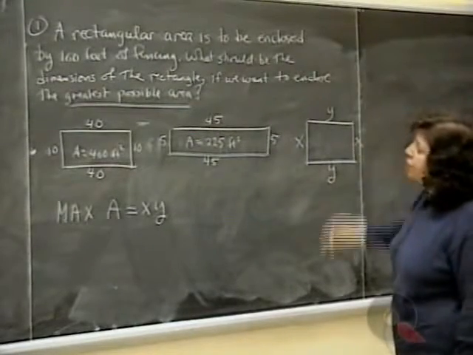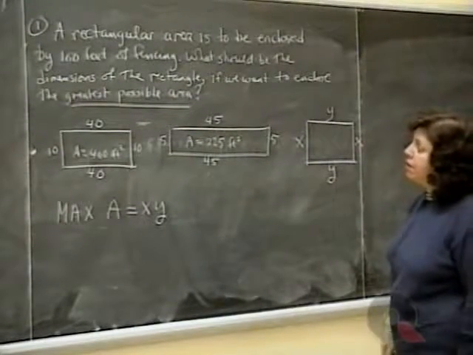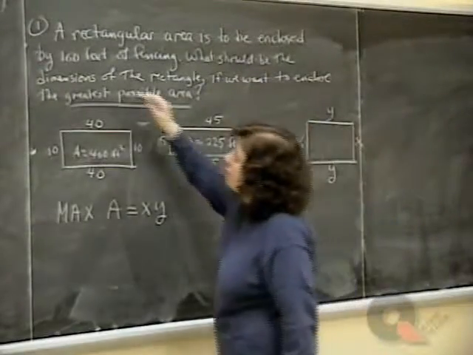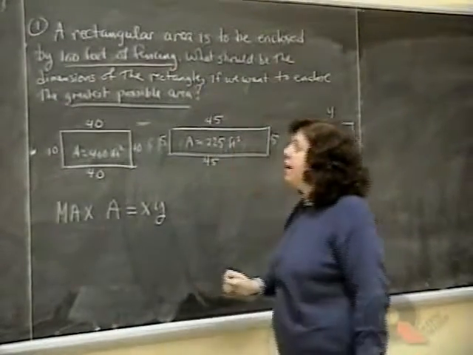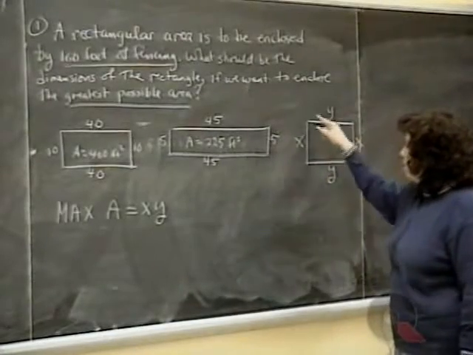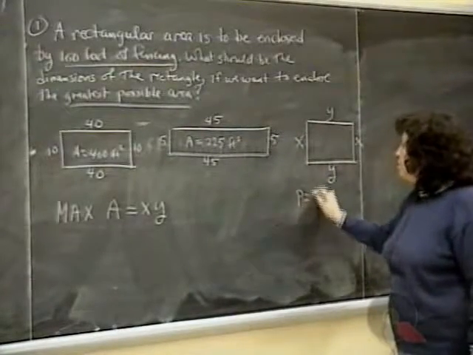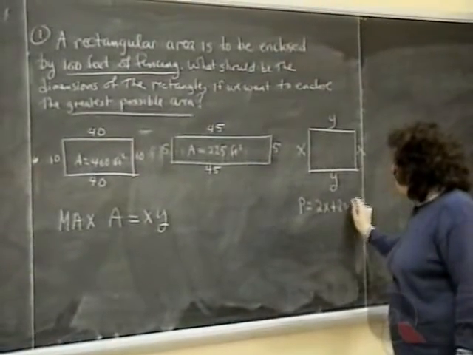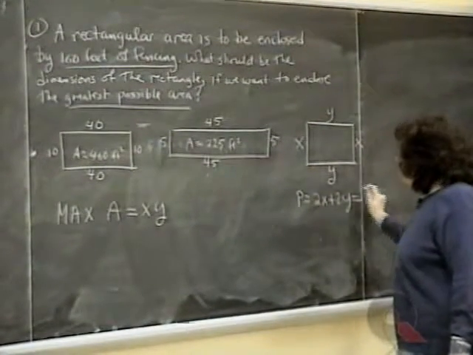There's usually extra information in the words of the problem that will enable you to eliminate one of the letters. And here it's the business of the 100 feet of fencing. What they're really telling you is that the perimeter of this rectangle, which is x plus y plus x plus y, or 2x plus 2y, has to be 100 feet.